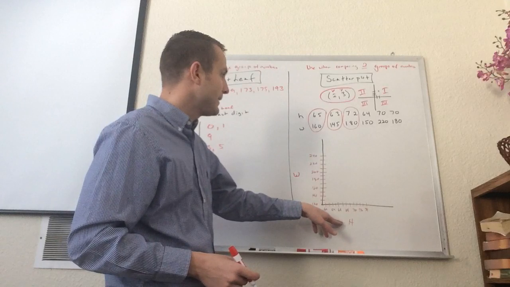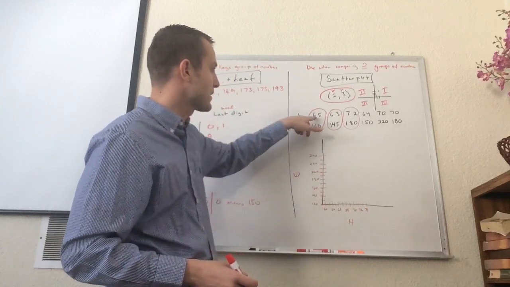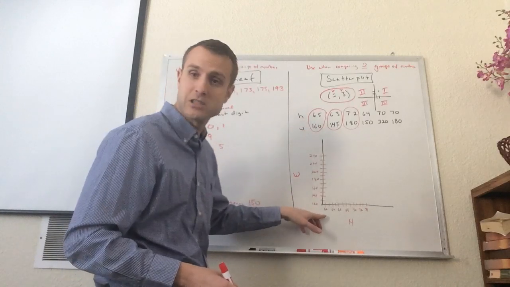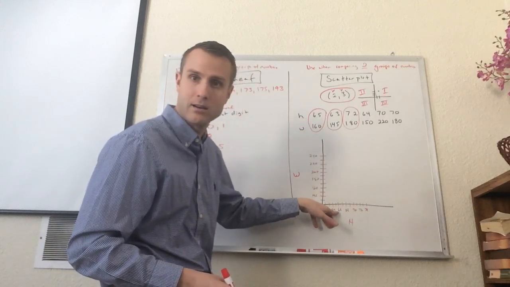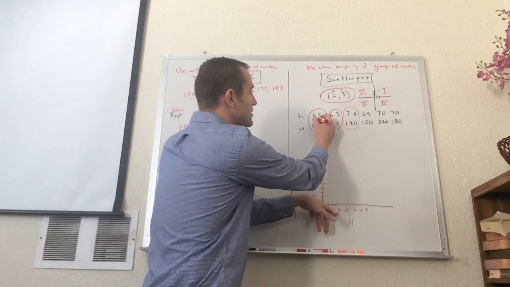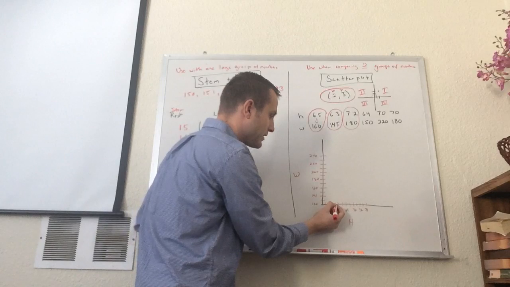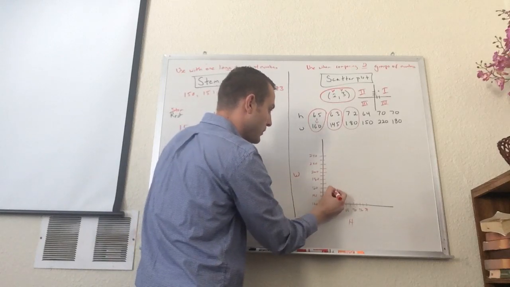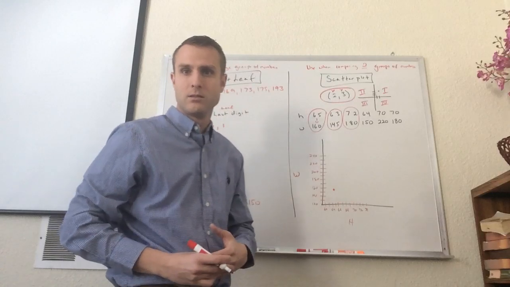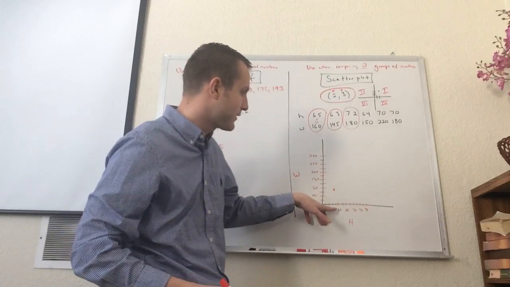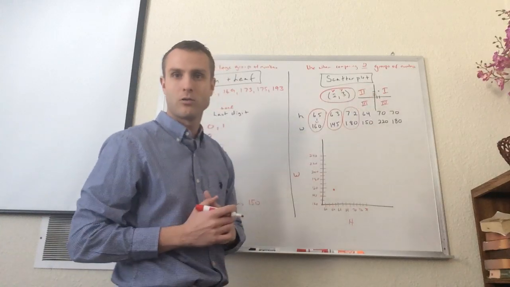So since my height is my x, my weight is my y, my first pair is 65 and 160. So I'm going to start with my height, and I'm going to go over to 65, which is right here. Then the weight that goes with that height is 160. So once I get to 65, I'm going to go up on the left to 160. So that point is right there. So I went on the height first to 65, then I went up from that point to 160, just like I would do on a normal graph.